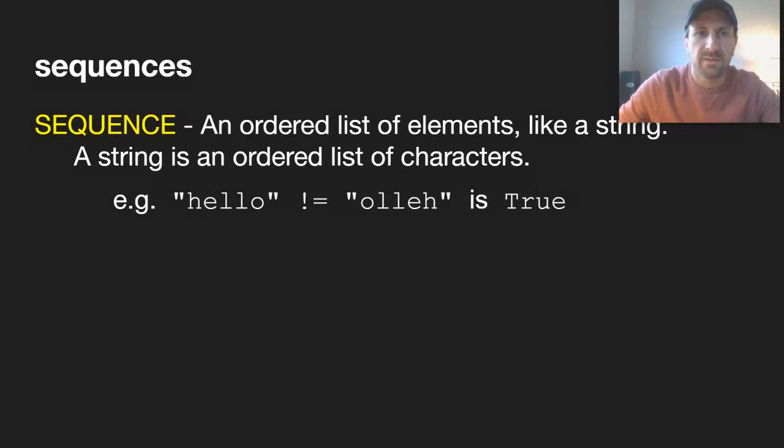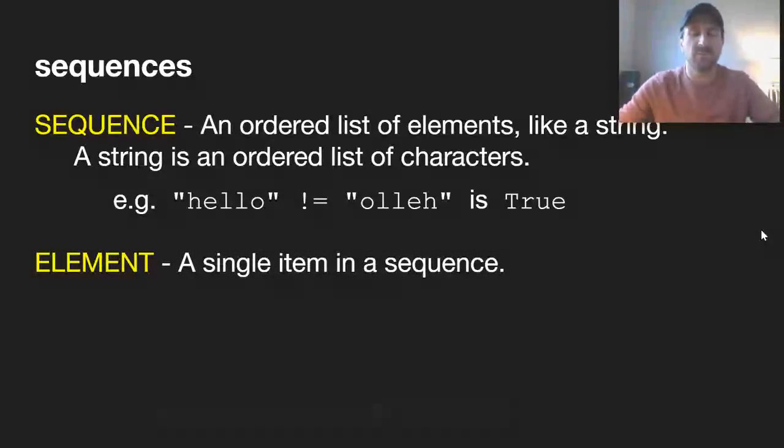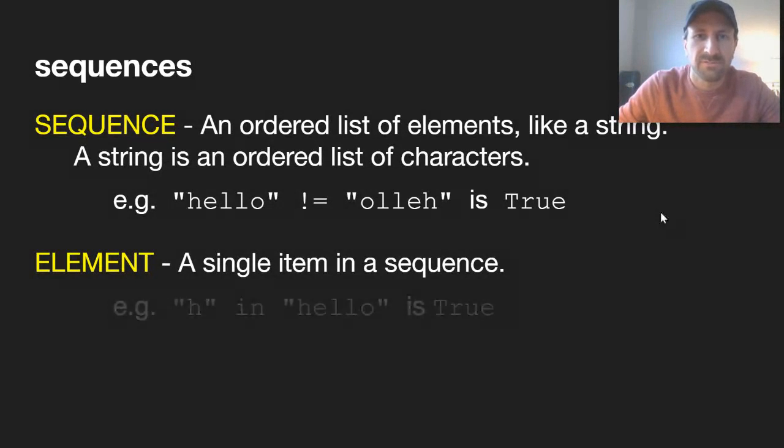But the string hello, as an example, is not the same as hello backwards, right? Hello not equal to olleh is true, right? That's a true statement. So strings have to be in the same order in order to be the same. That's why we say they're an ordered list of elements. When we say element, we're talking about just one item in that sequence. So the H in hello is one element in the sequence hello. So for example, H in hello evaluates to true, because we can find an H in hello.